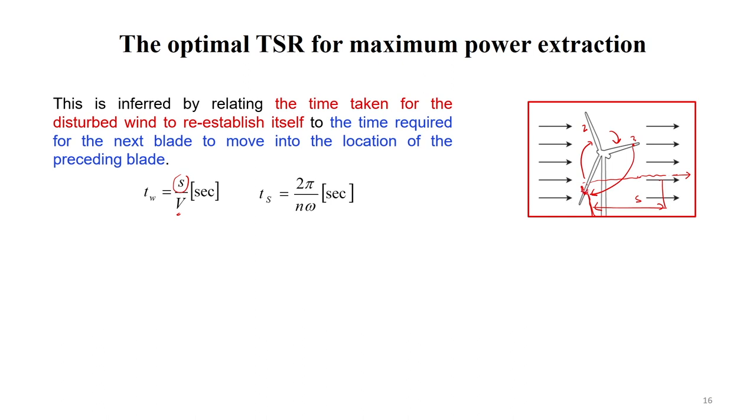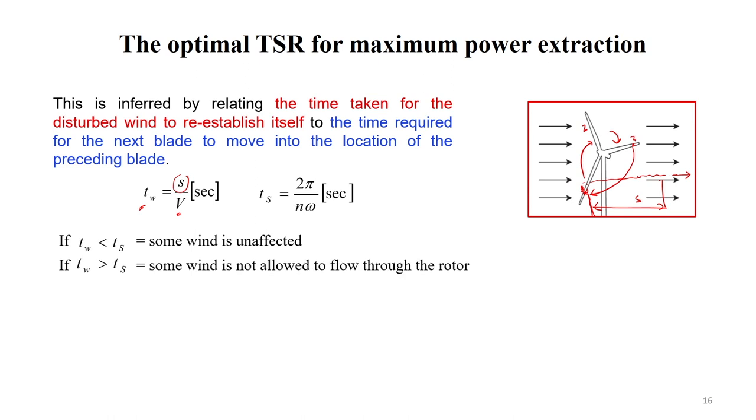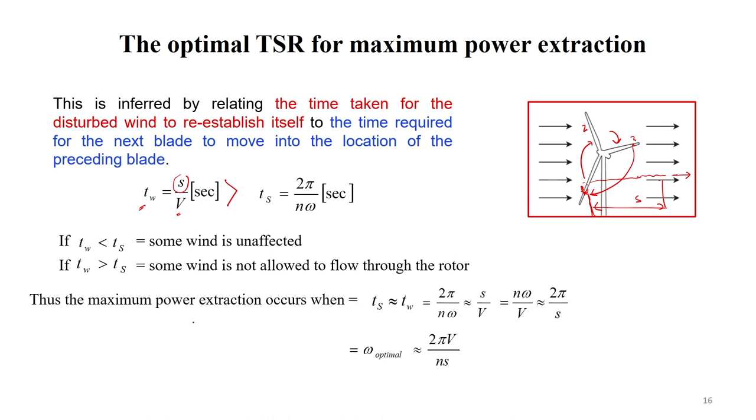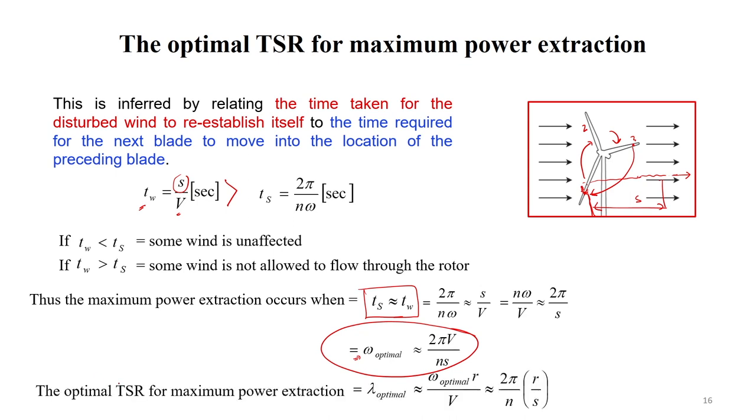So what happens if TW is less than TS? That means some wind is unaffected. And if TW is more than TS, then some wind is not allowed to flow through the rotor, so it will rotate at very high speed. For maximum power extraction to occur, we need TS to be approximately equal to TW. So we can use this expression and come up with an optimum speed, which is equal to 2 pi v by n s. This is the rotational speed. Once you know this, we can find the optimum tip speed ratio for maximum power extraction.